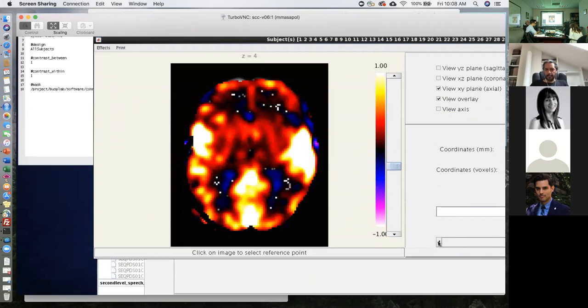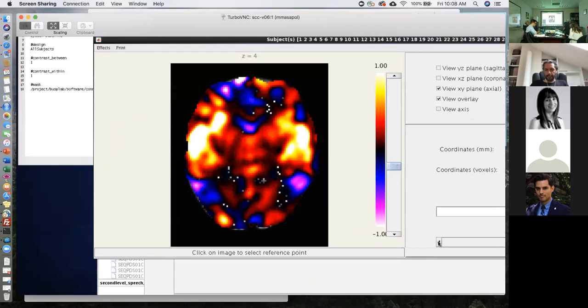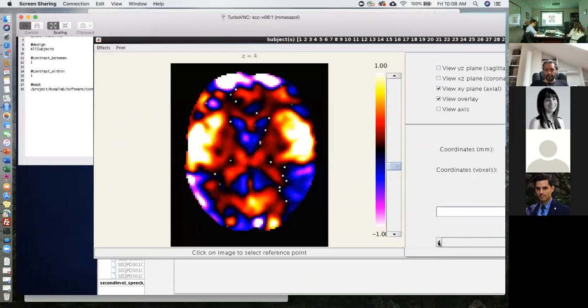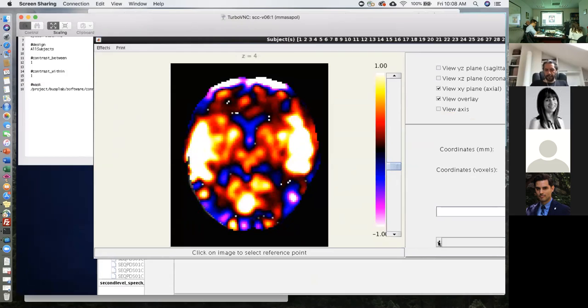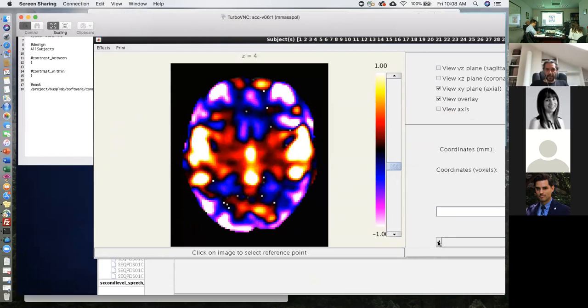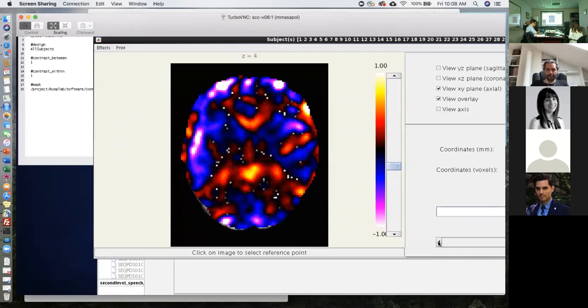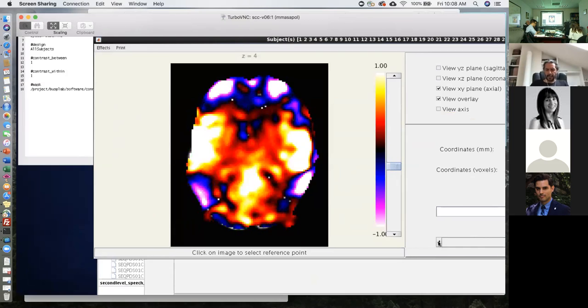So I'm not seeing anything that indicates. I see lower activation, but I don't see something like explicitly removing the voxels. Let me see, how can we see that easily?